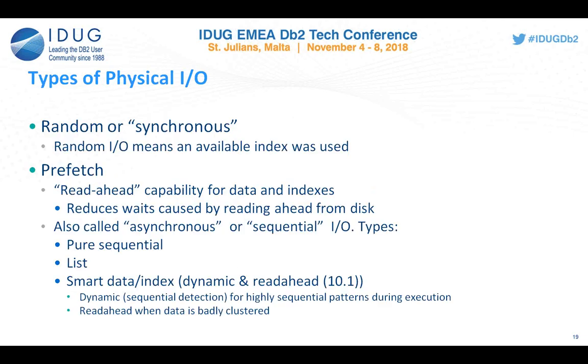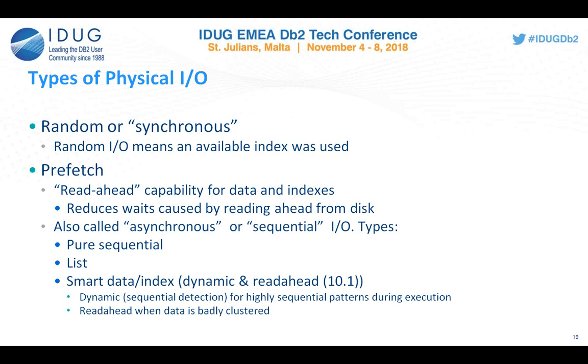So let's move along. Types of physical I/O we have, and these are the things we're really going to talk about: random or synchronous I/O. Random I/O means an available index was used. Random or synchronous I/O is considered to be good and the thing you want. If for some reason you don't have the ability to use an index, or you're going through an index in clustering order, you can have prefetch kick in. This is really good. What it's really doing for you is making the worst case much better. Instead of reading one row at a time or one page at a time, it's now able to read multiple pages. The smallest size you normally see for prefetch is 32 these days.